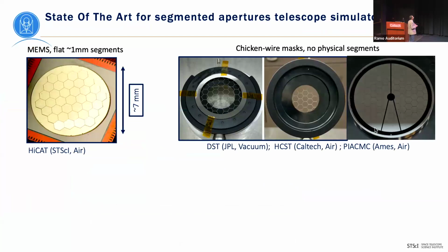Okay, so if we pause for a second and think about the state of the art of what we have as telescope simulators for HabWorlds, well, it's great we can do these experiments, but it's also limited in some sense. On HiCAT, we have the only testbed that has truly segmented and active segments, but it's a very unrealistic telescope simulator. We have a MEMS device, 1 millimeter segments. This is a company that went out of business 10 years ago. And other testbeds have used these chicken wire masks that are great to demonstrate the geometry and the diffraction, but they are not able to show actual segments and phasing.